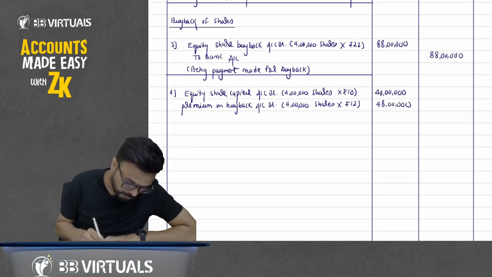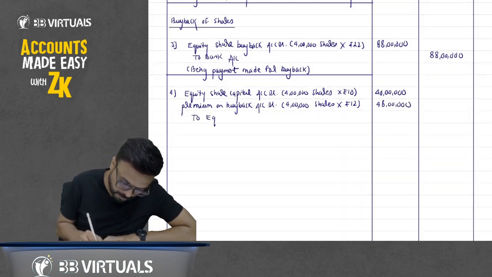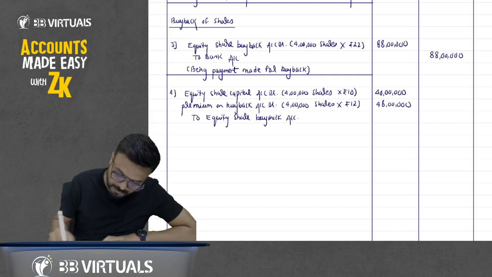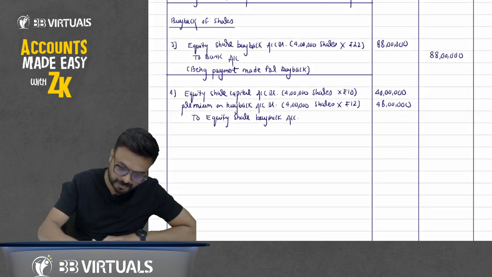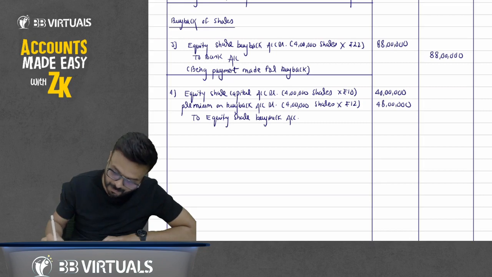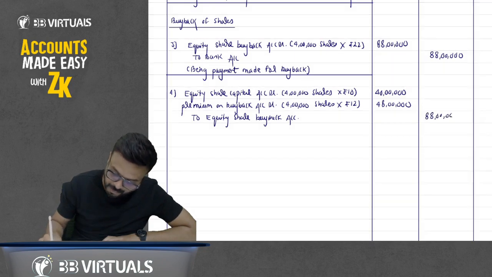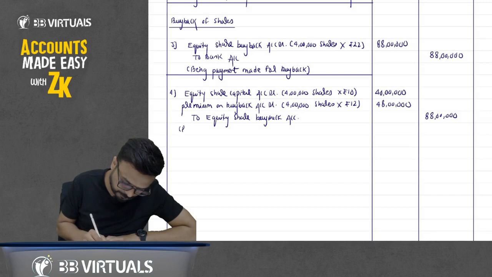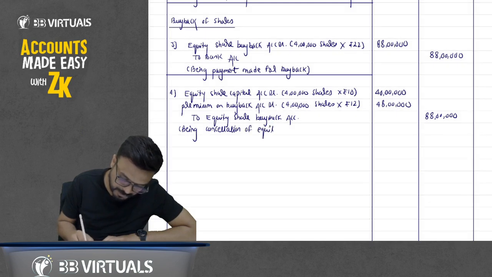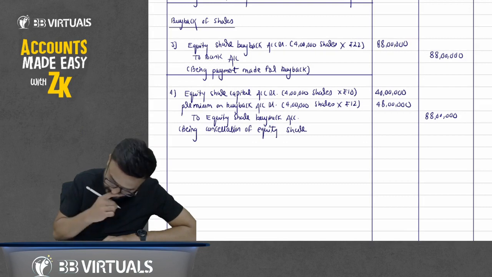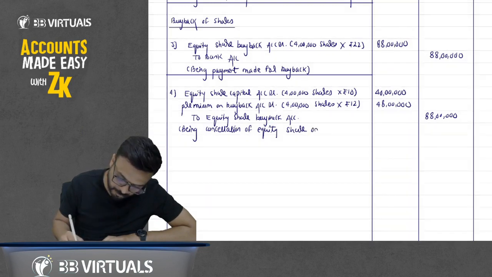48 lakhs. To equity share buyback account. To equity share buyback account. That is 40 lakhs plus 48 lakhs. How much is it? 88 lakhs. Being cancellation of equity shares on buyback.